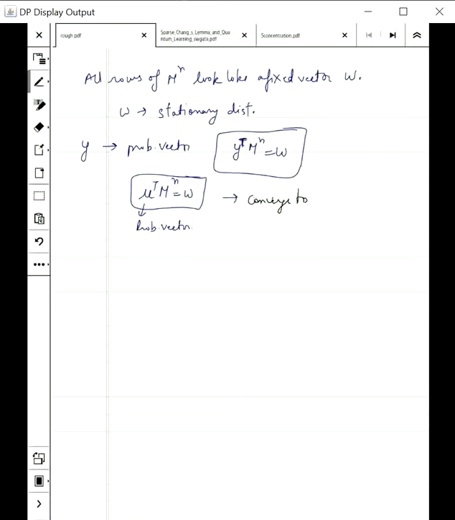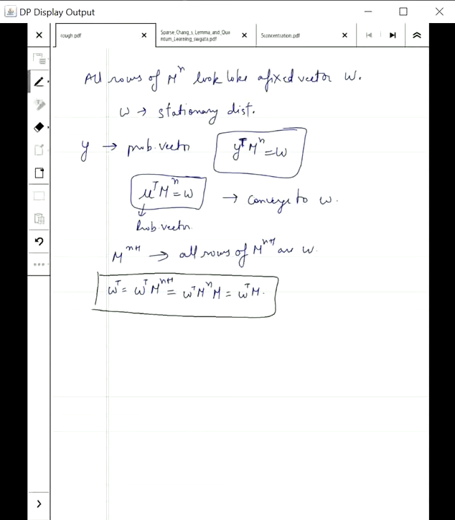The only thing remaining to prove is that W is the stationary distribution. That means formally it's a one eigenvector. M to the n plus 1 also will satisfy the same thing. All rows of M^(n+1) are W. This is not hard to show. You can take it as an exercise. So now W transpose is equal to W transpose M^(n+1), which is equal to W transpose M^n M, which is equal to W transpose M. So this shows that W is a one eigenvector for M transpose. It's a stationary distribution.